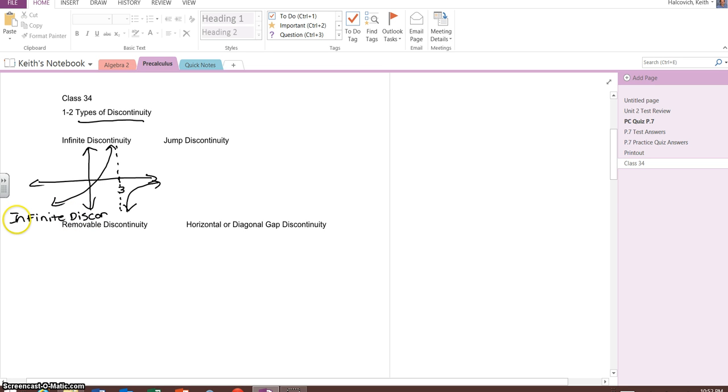Because the graph will not touch x equals 3 at any point. At any point on this vertical line, it will not touch. So at x equals 3, there's what's called an infinite discontinuity. And infinite discontinuities are represented by vertical asymptotes.